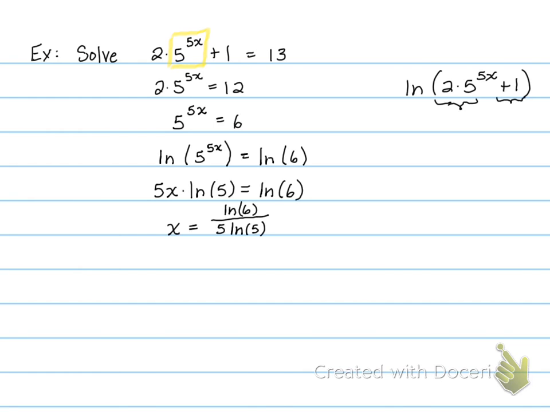Again, you can't cancel off the natural logs because it's not multiplication. It's not natural log times 6, right? The natural log of 6, this whole thing is one number. This whole thing is another number. So there's no way to simplify that fraction.